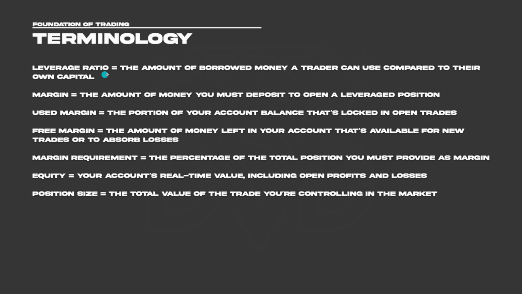Leverage ratio: the amount of borrowed money a trader can use compared to their own capital. Margin: the amount of money you must deposit to open a leveraged position. Used margin: the portion of your account that is locked in an open trade. Free margin: the amount of money left in your account that is available for a new trade or to absorb losses. Margin requirement: the percentage of the total position you must provide as margin.